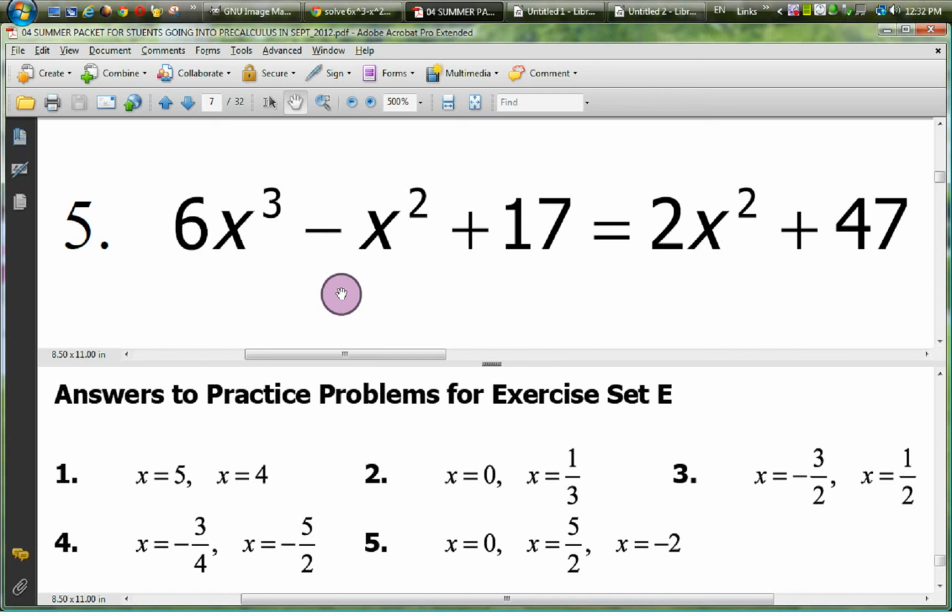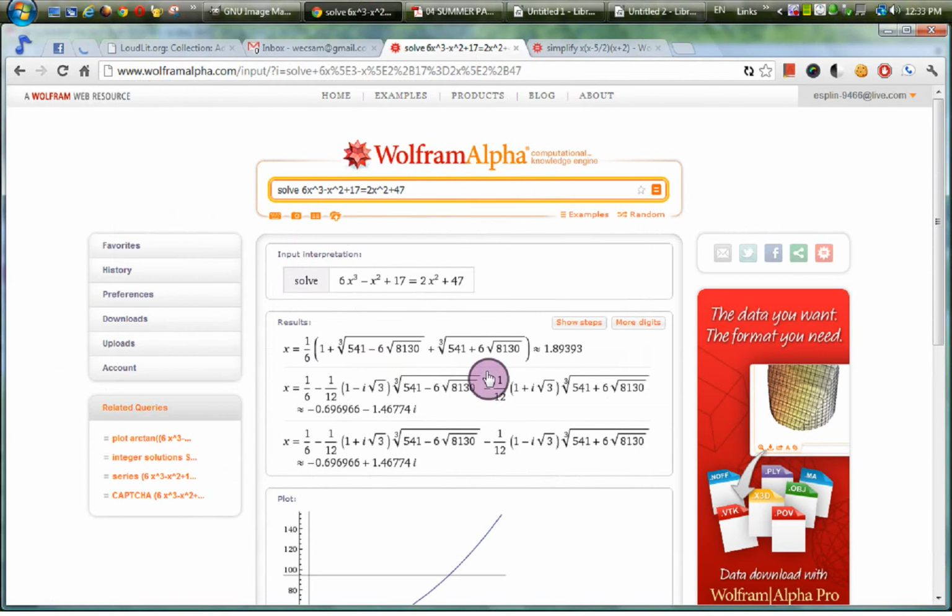Dennis Bruckner asked me for assistance on question 5 in Set E in the summer packet for students going into pre-calculus in September 2012. So here it is: 6x cubed minus x squared plus 17 equals 2x squared plus 47. And as the directions state above, which I don't have on screen, you're supposed to solve for x. Now, unfortunately, if you plug this into Wolfram Alpha, you will get some scary, scary results.